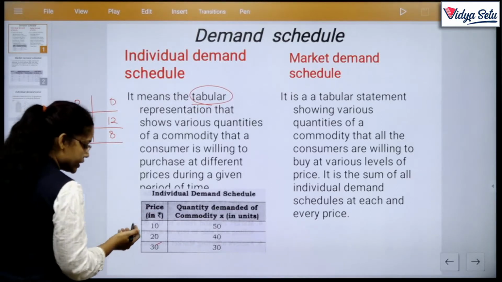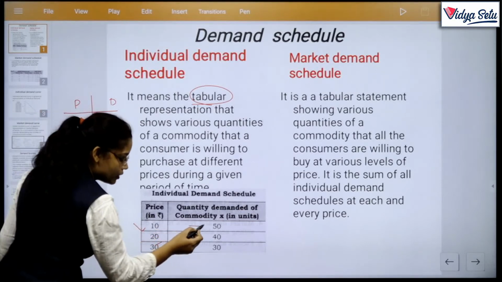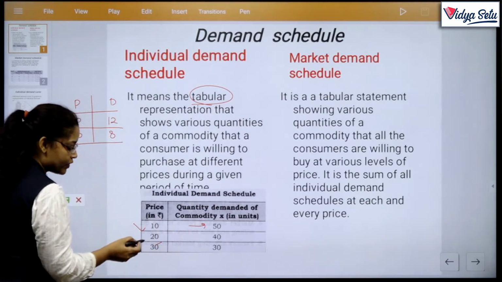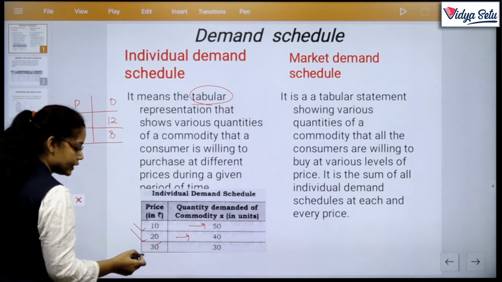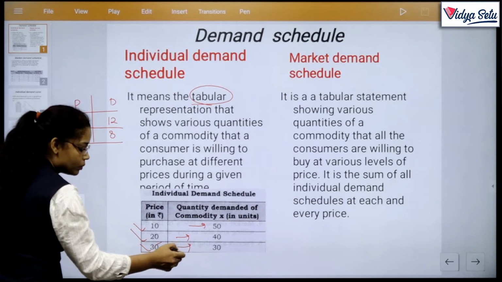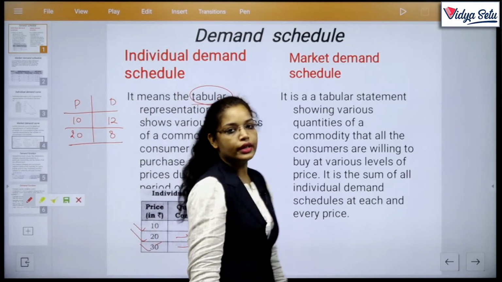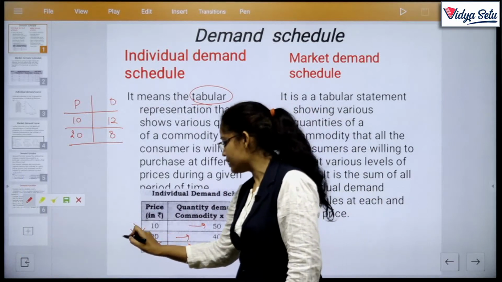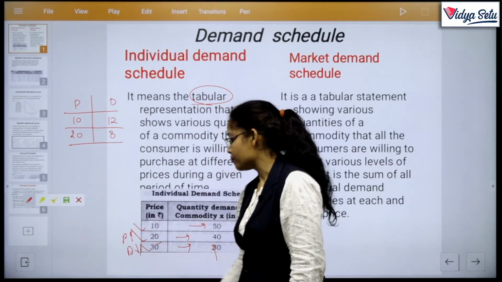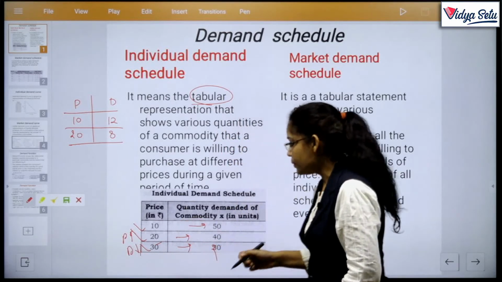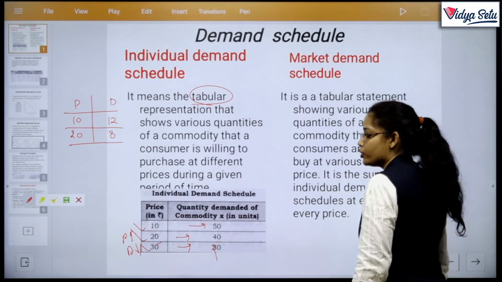Here is an example: when price is 10, then the consumer demands 50 units of the commodity. As price rises to 20, then the consumer demands 40 units, and at 30, then the consumer demands 30 or maybe 20 units of the commodity. So we can say that when price increases, demand decreases. And if we form it into a table, that is called a demand schedule.